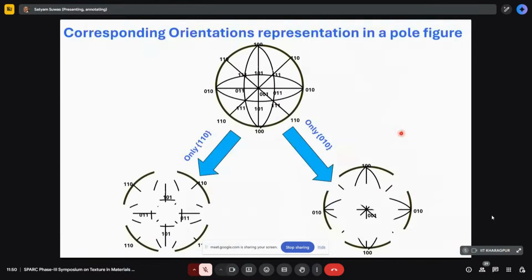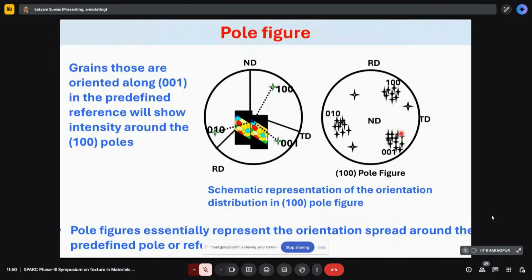And what happens, you can join them. All iso-intensity contours can join, and they form what we see as pole concentrations or contours. Contour lines represent the intensities. The central one becomes obviously the most intense because this is the most ideal location of the orientation.